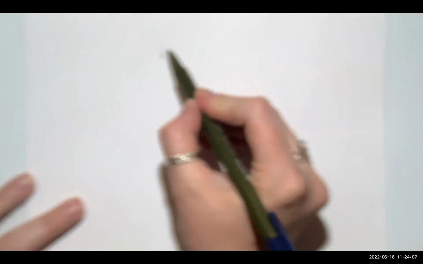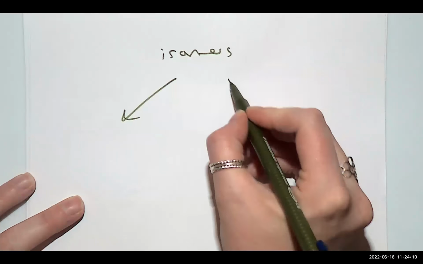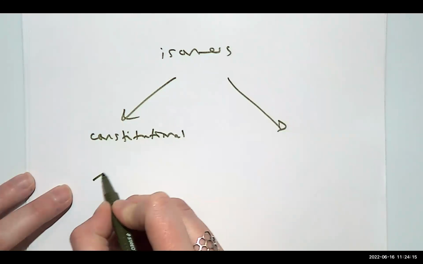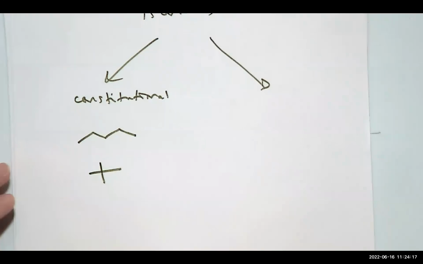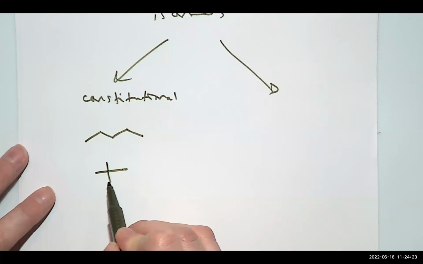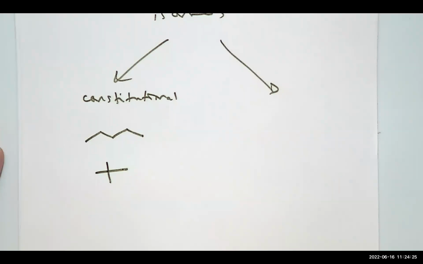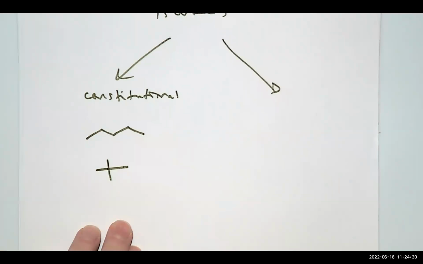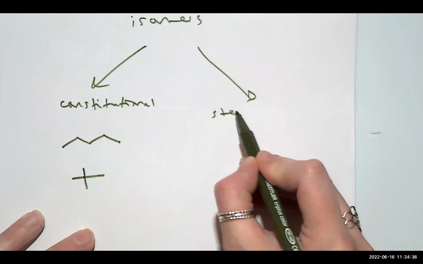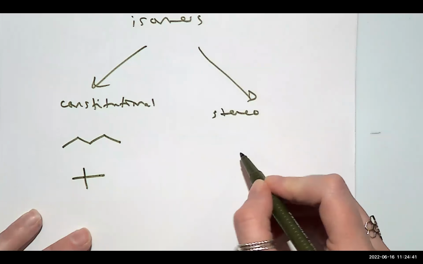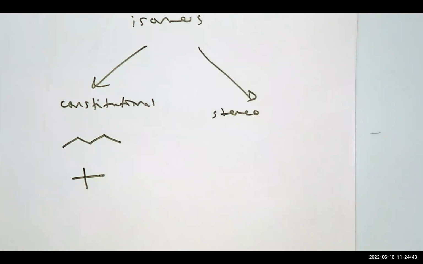So we have isomers, and we broke our isomers down into constitutional. My favorite example for this is if you have pentane versus, I think this is tert-butane, but 2,2-dimethylpropane. These are both made up of 5 carbons and 12 hydrogens, but they're arranged differently. And then there's stereoisomers. Stereoisomers have the same condensed formula, but they're arranged differently in space.